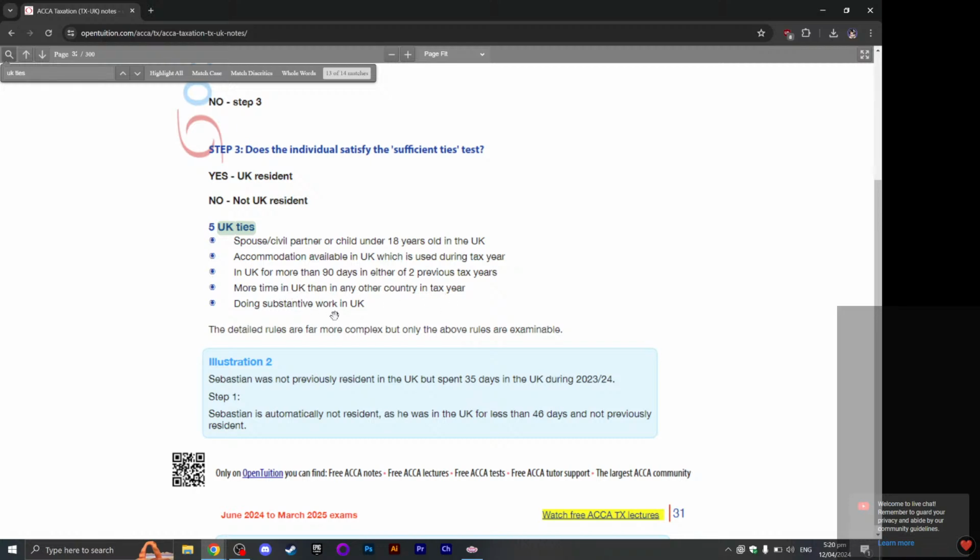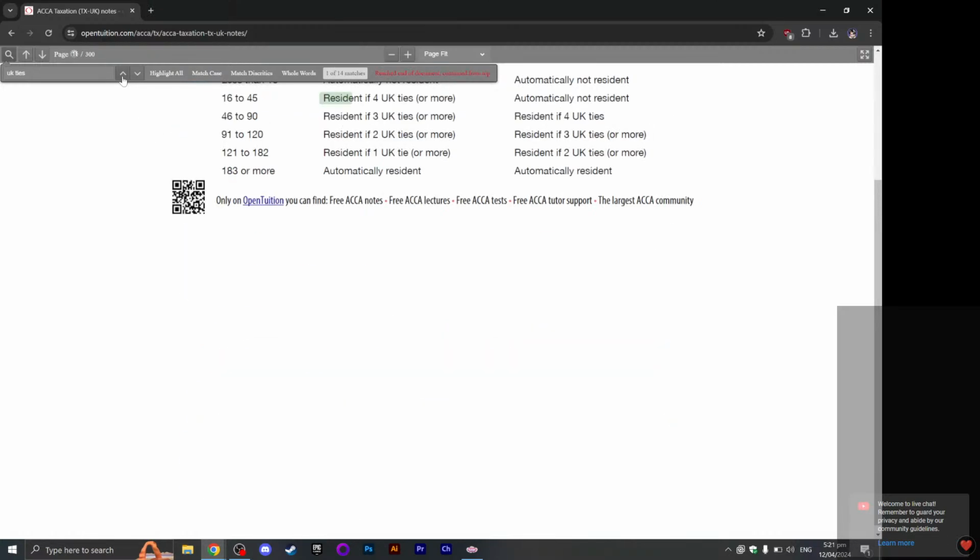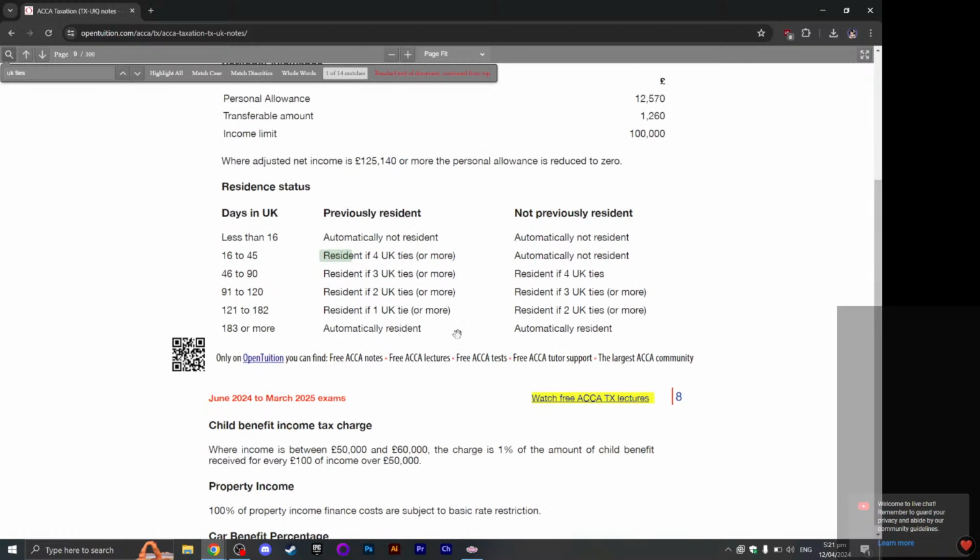And doing substantive work in UK. So imagine you travel a lot, so you're out of the country, and you don't stay there a lot. But if you spend most of your time in the UK, you're considered to have a UK tie. So those are the rules in the UK.